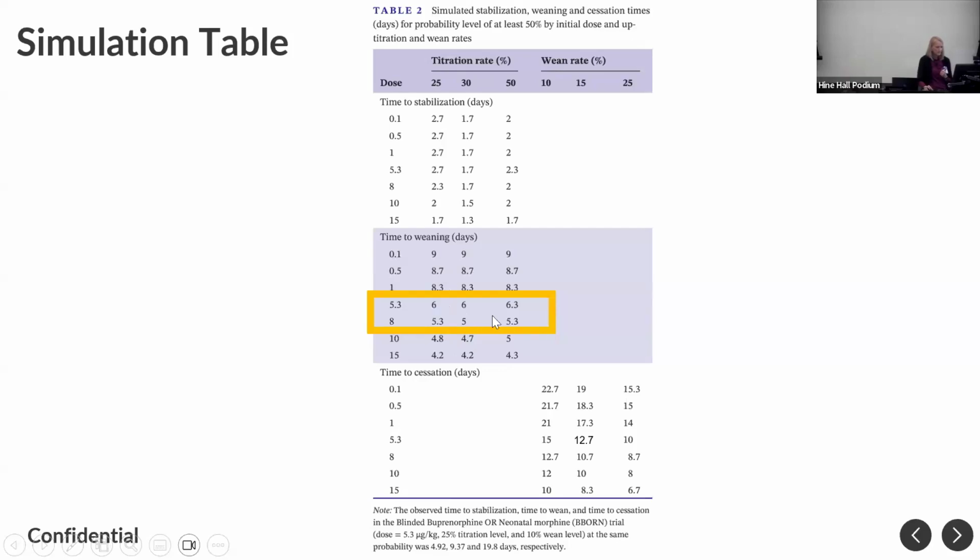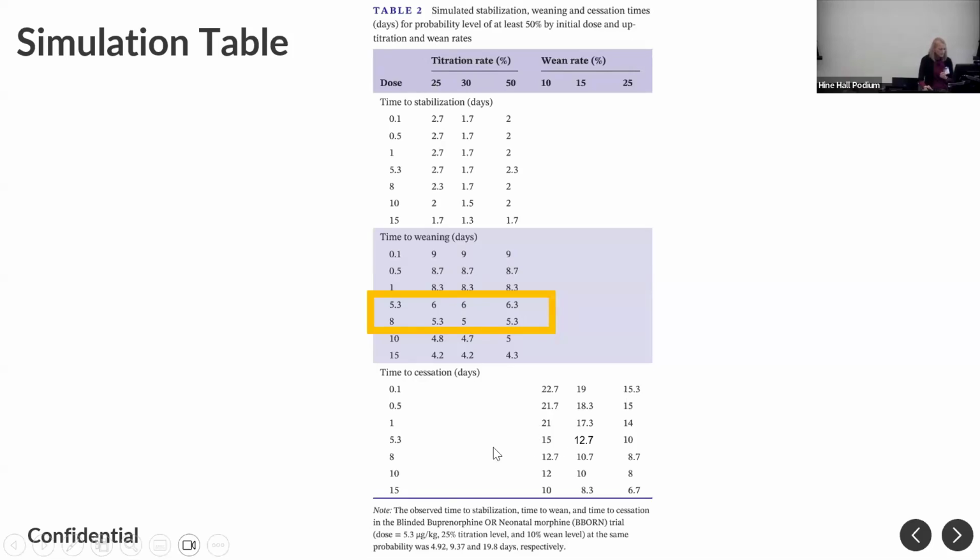We do see that increasing titration rate doesn't bias a whole lot, though, in terms of either time to stabilization or time to wean. We're probably staying where we were in B4 at that 25% titration rate is probably where we want to stay.